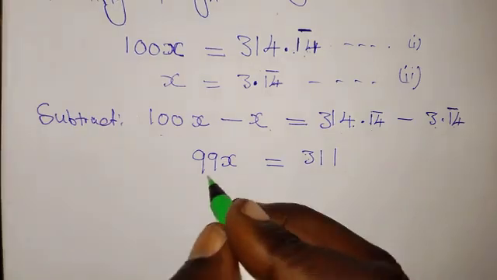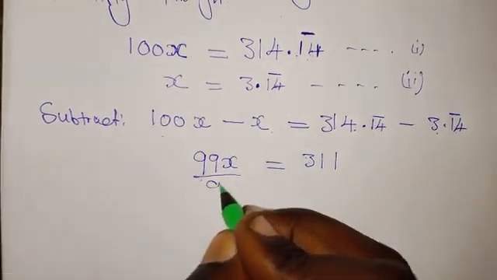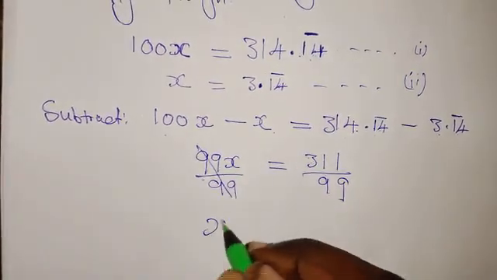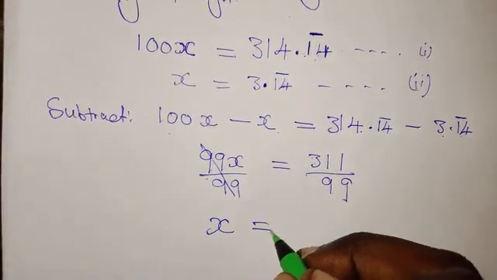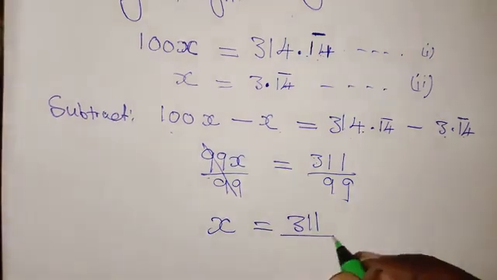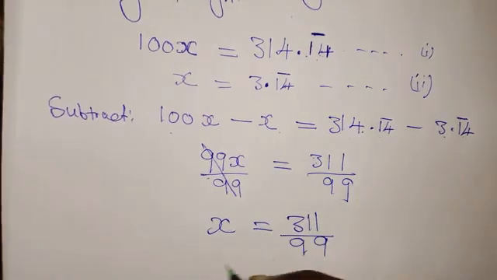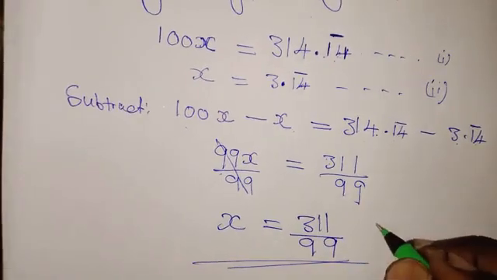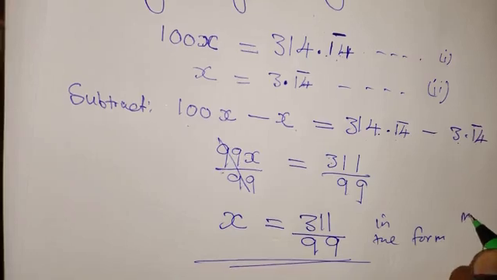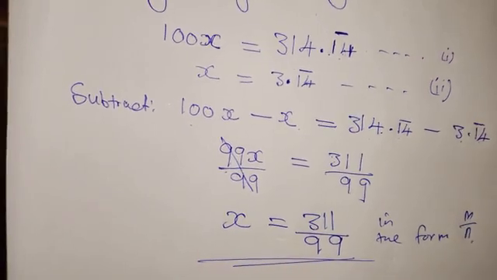Next, make your x the subject. So divide by 99, and my x will now be equal to 311 over 99, which is in the form of m over n, which is our goal.